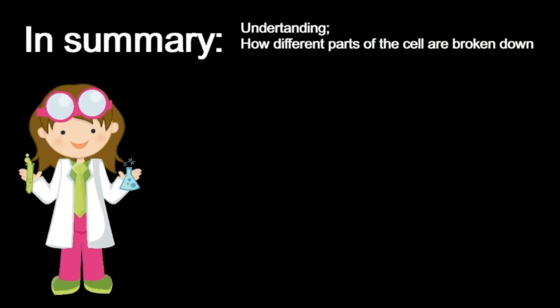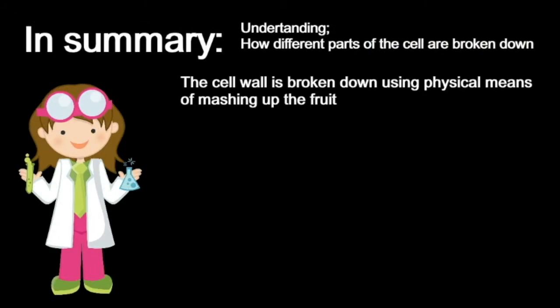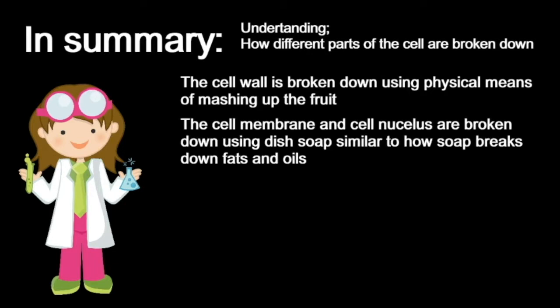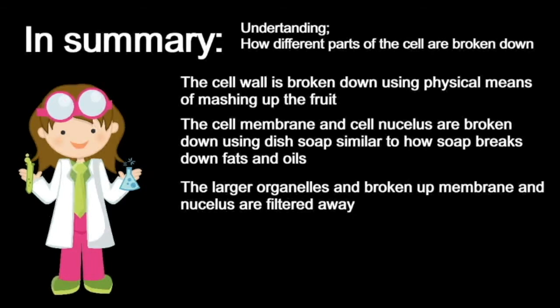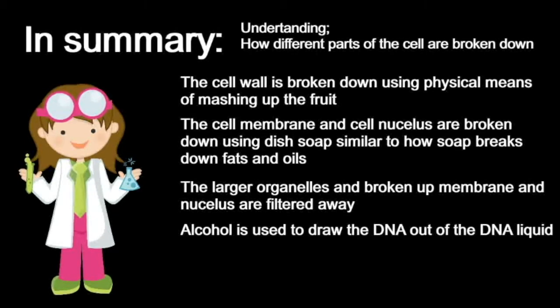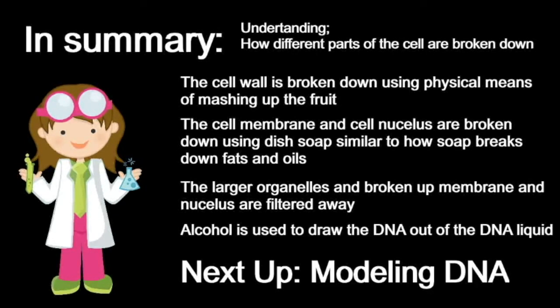Think of all the steps we went through to get to this point. We had to mash up the fruit to destroy the cell walls, then use an extraction liquid to break down the lipid bilayers in the cell membrane and cell nucleus, while the salt helped the DNA strands to clump together. After, we used a filter to get rid of the larger organelles, and lastly, we used the isopropyl alcohol to draw out the DNA from the rest of the liquid.